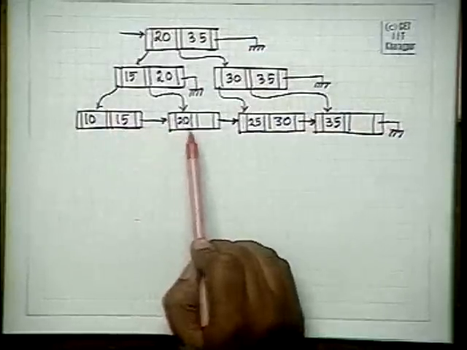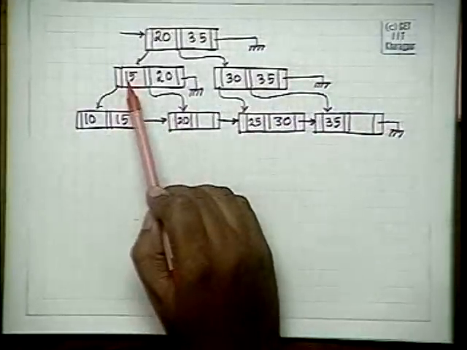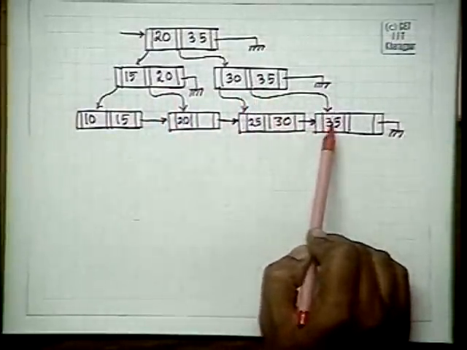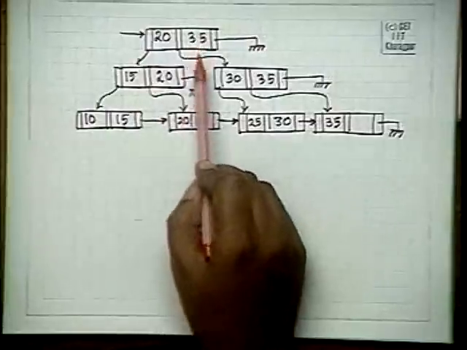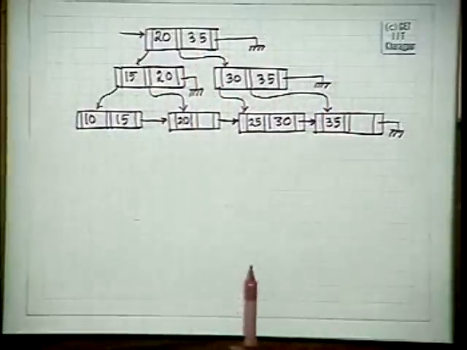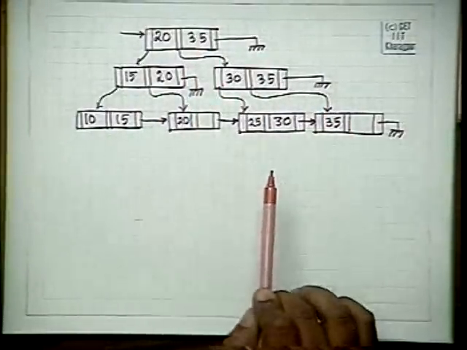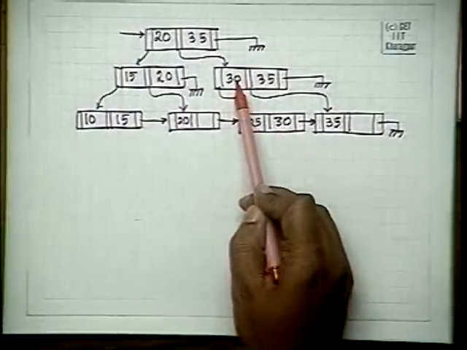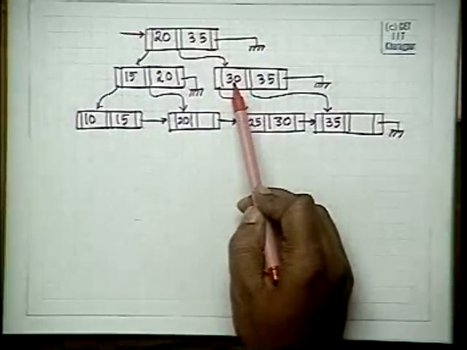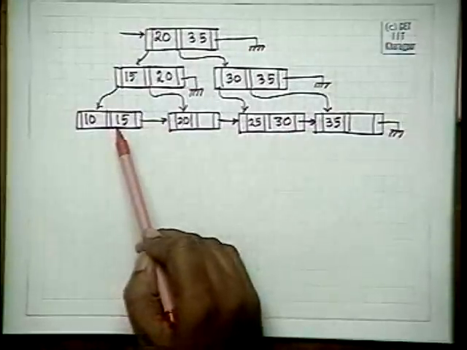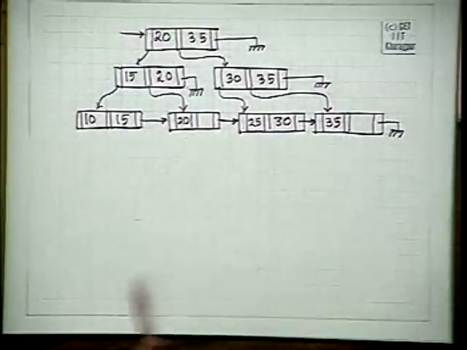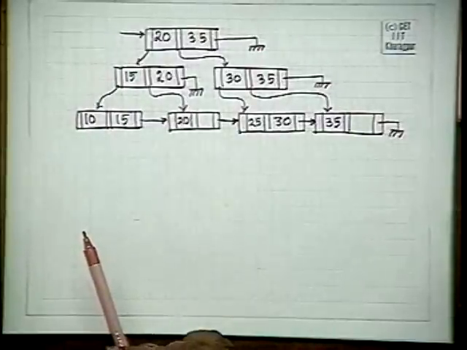Let us take this case. We have got 10, 15, 20, 25, 30, 35. Here it is 15, here it is 20, here it is 30, here it is 35, here 20 is the largest, here 35 is the largest. So this is a valid B plus tree. If I delete 30, then there is no problem. I will just remove this, I will make this 25. If I delete 30 or if I delete 15, I will make this 10, and there is no problem. But if I delete 20 or if I delete 35, I will end up in a bigger problem.